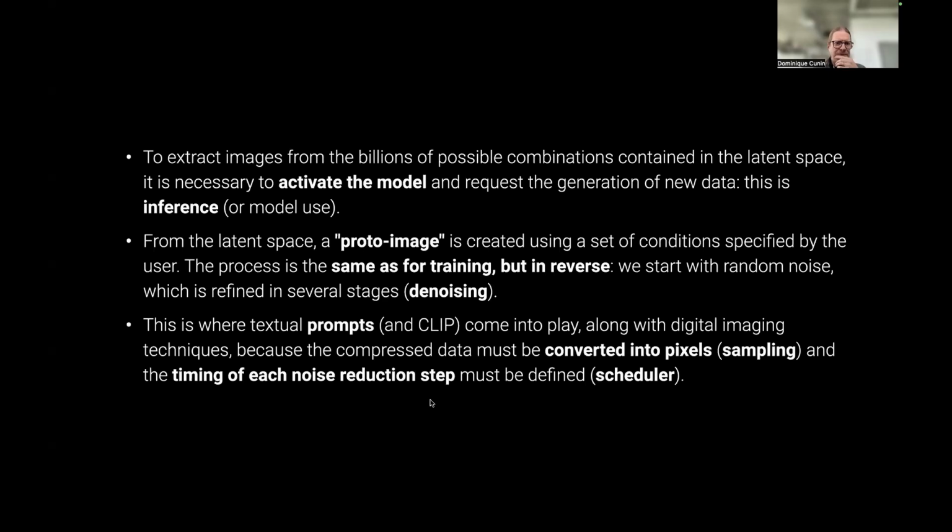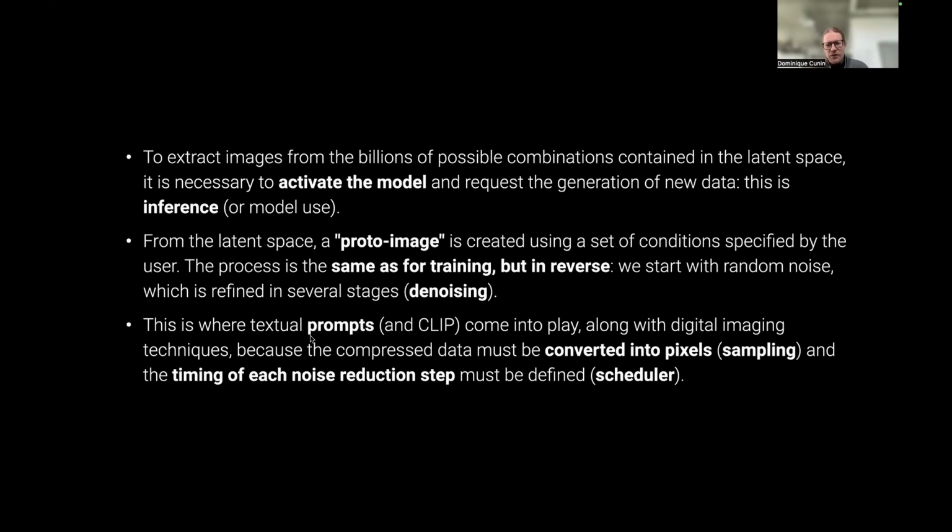So the idea here, as we can see, is that if you have the model, you have to find a way to use this latent space to activate the model, to make a request for a new generation. So we call it inference. It's the model use. So from the latent space, we can extract a proto image. It's not complete. It's just bits of data that are together. And then you can do the reverse path that you took for the training. You start with random noise, and then you refine it. As I explained already, this is called denoising.